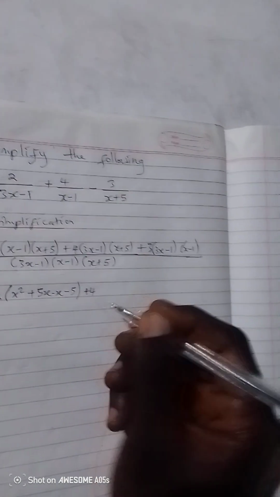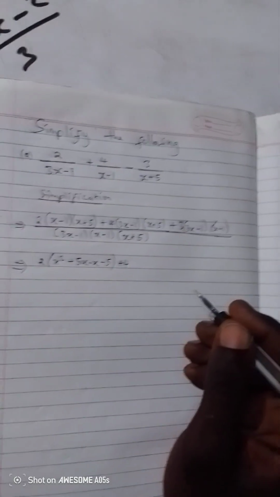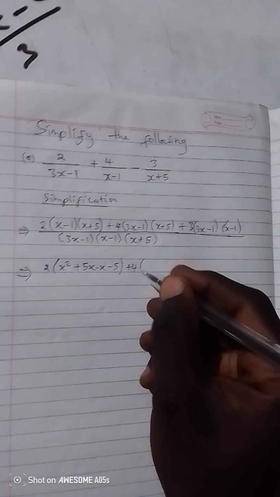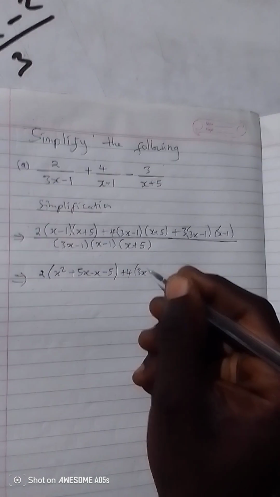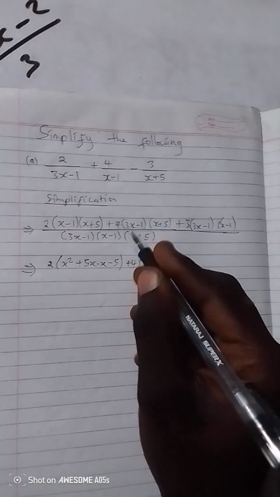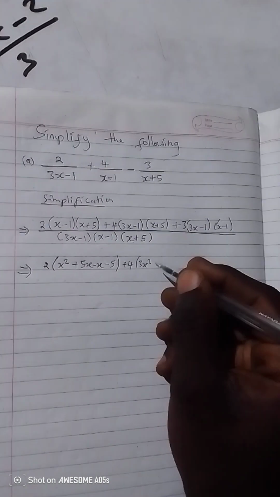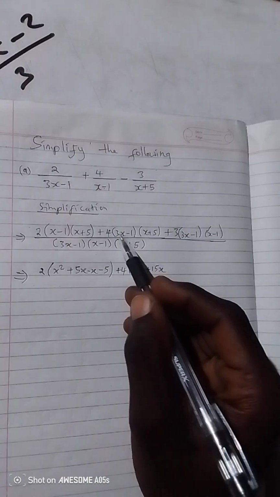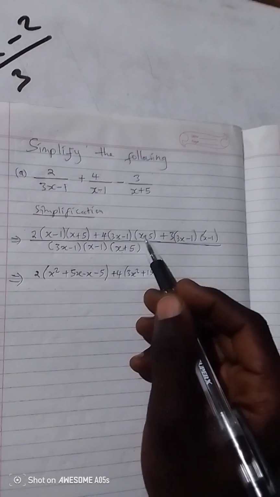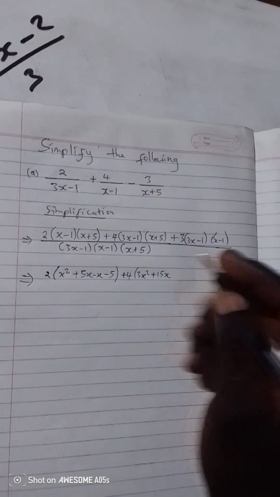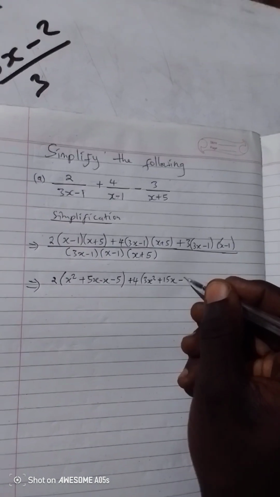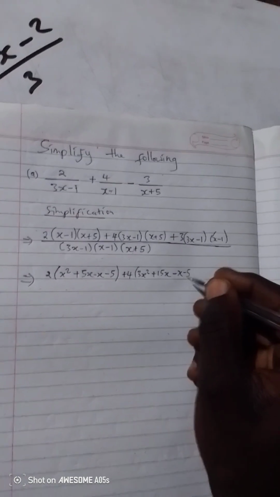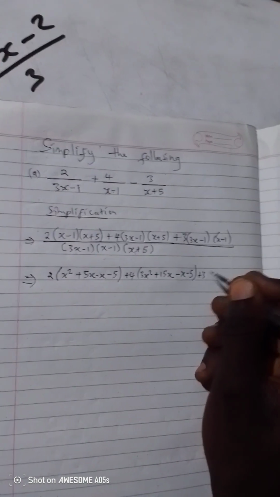We go to the second part, where we have 3x times x, which is 3x squared. Then 3x times 5, which is 15x. Afterwards, we are done with 3x. We go to negative 1 times x, which is negative x, and negative 1 times 5, which is negative 5. Means we are done with the second.